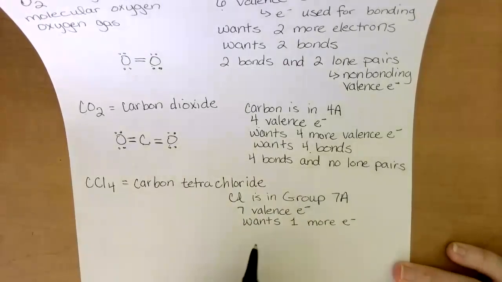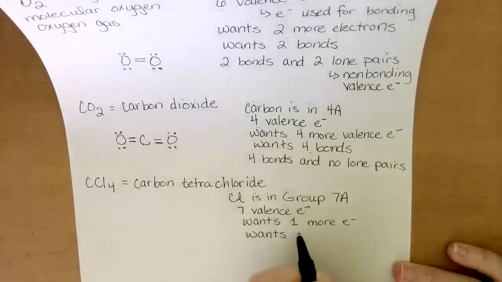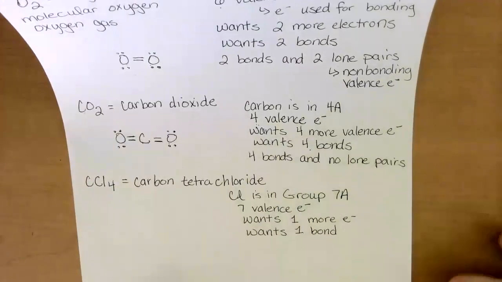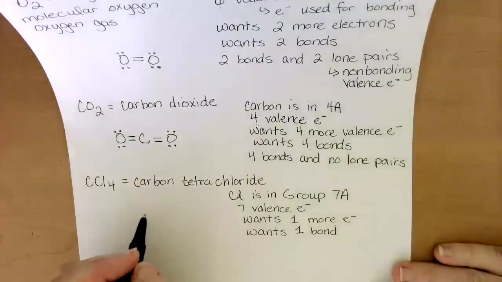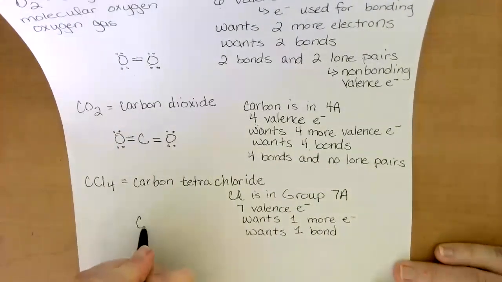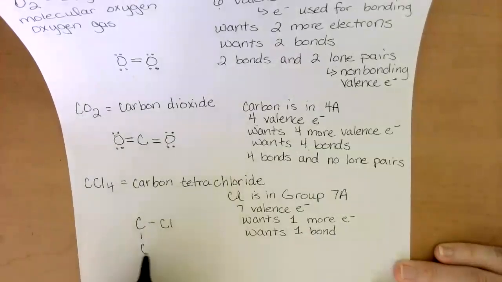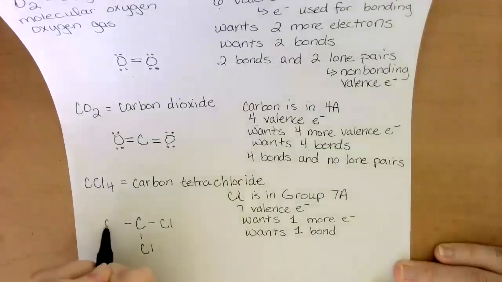If he was with a metal, he would take an electron away to get the extra. But he's not. He's with a nonmetal or metalloid, so he just gets to have 1 bond. That means that some of the time he'll get to have an extra electron and be completely satisfied. As usual, we're going to put the carbon in the center, and I will put a single bond to each of the 4 chlorine atoms.